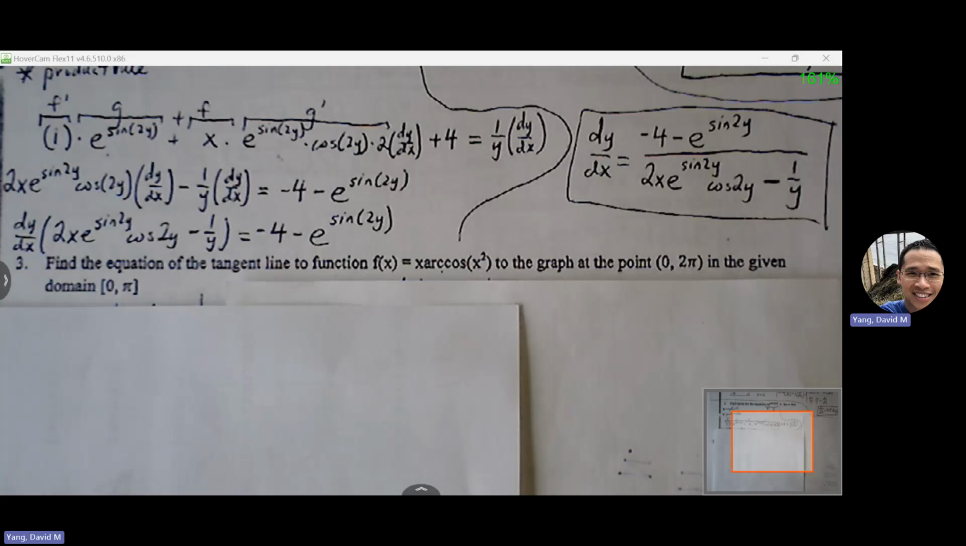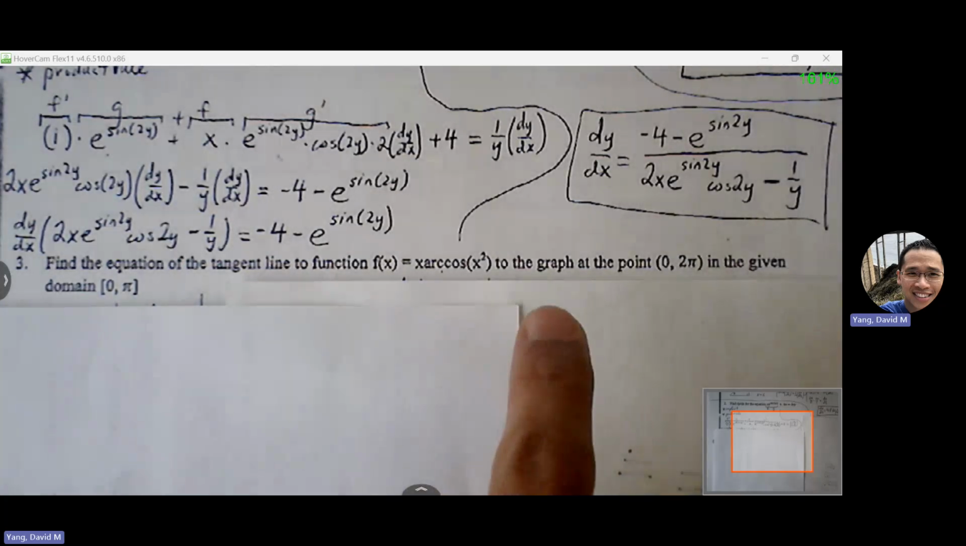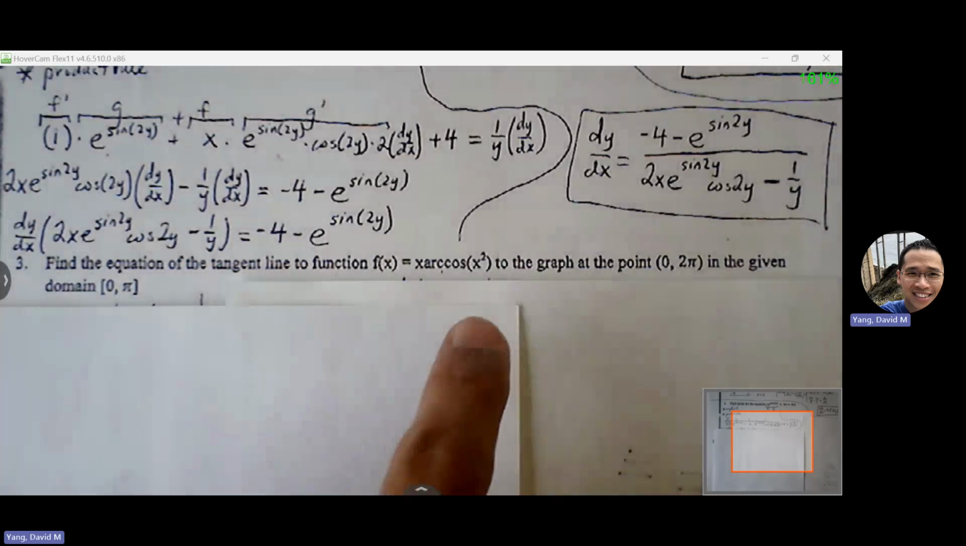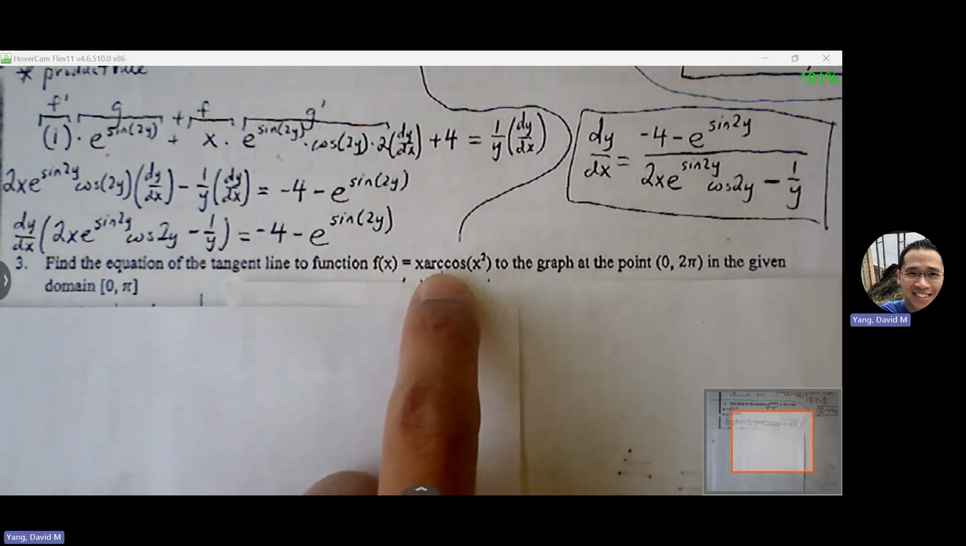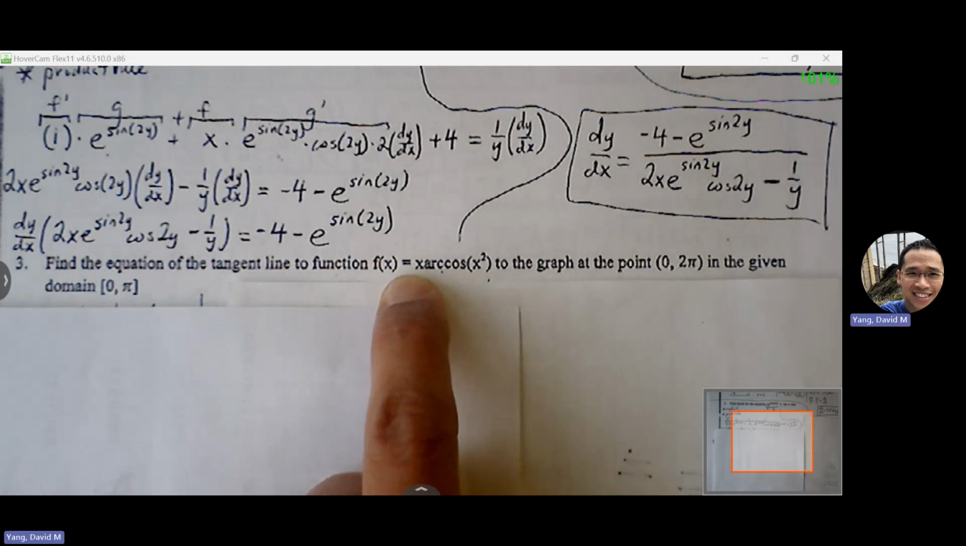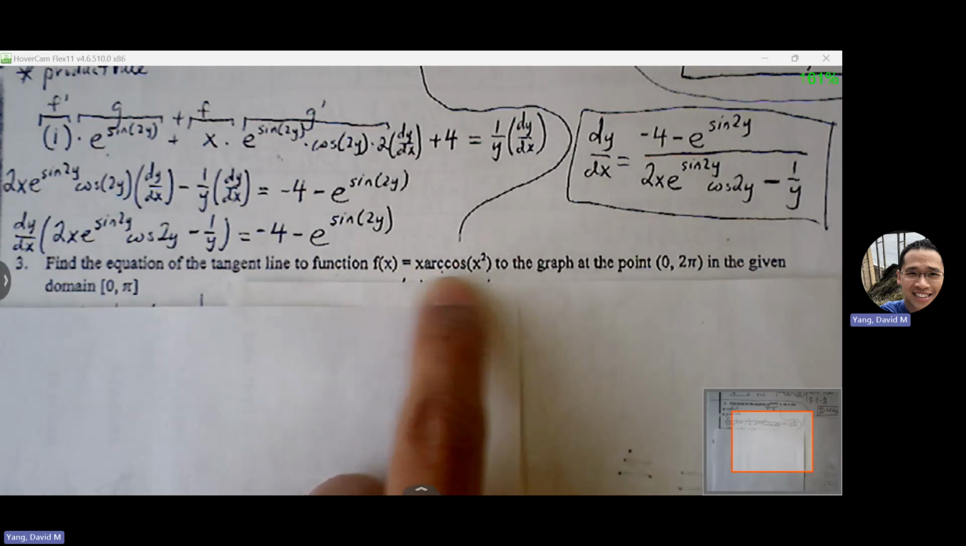All right, number 3, find the equation of the tangent line to our function. So we have an ordered pair. We need to find the slope. To find the slope, we have to get to the derivative. To get the derivative, we have to rely on what? Product rule, yeah. So the x is separate from the arc cosine of x squared. So they're 2 separate terms.